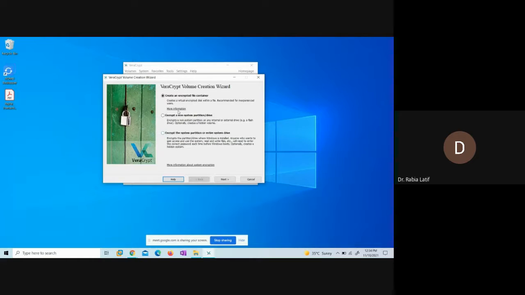Definitely these are time consuming, but the procedure for all is the same. So I'm just going for the first option, create an encrypted file container.